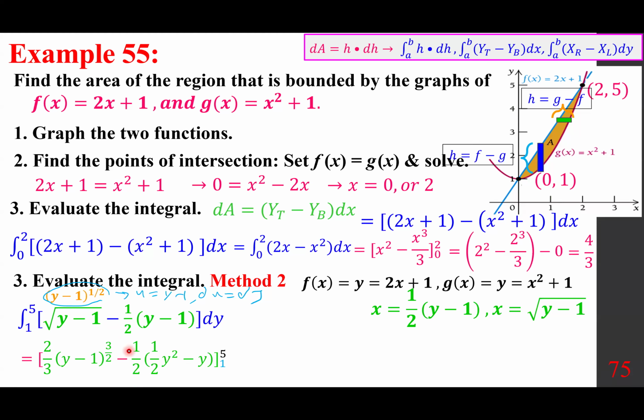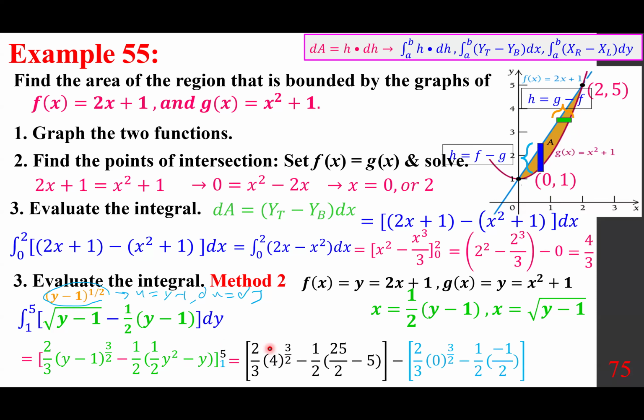This is integration, everybody. And you're going to plug in, replace the y with 5. So this becomes 4. Replace the y with 5. This becomes 25. This becomes 5. And then you replace it with 1. When you replace it with 1, this goes to 0. This is 1, so 1/2. And then this is 1.